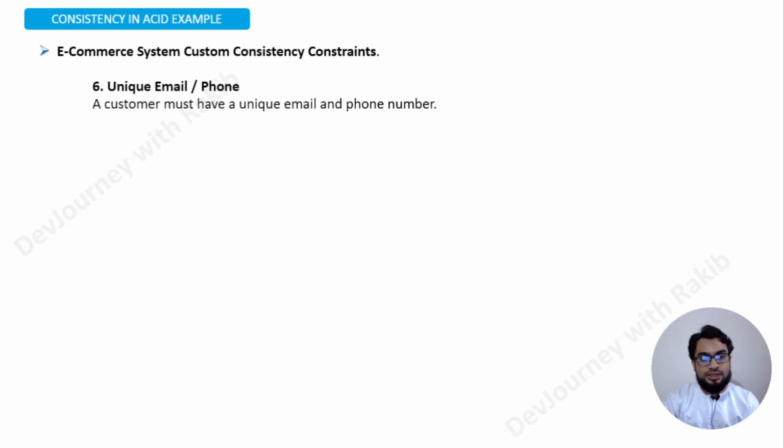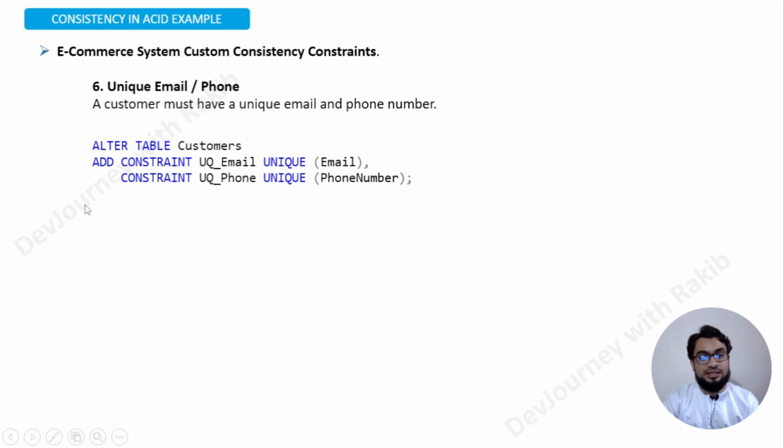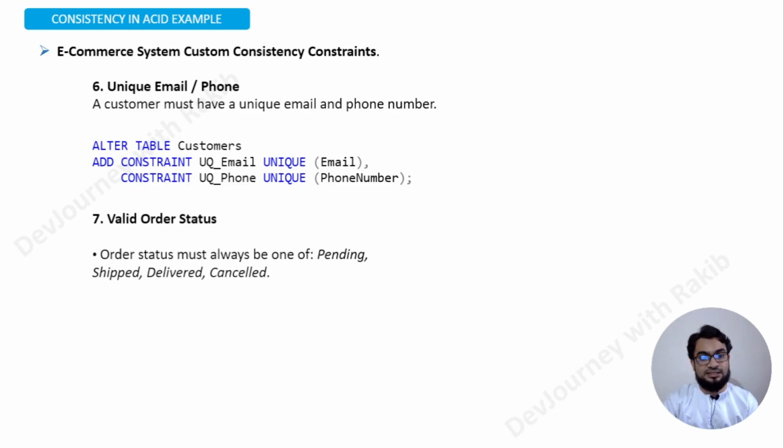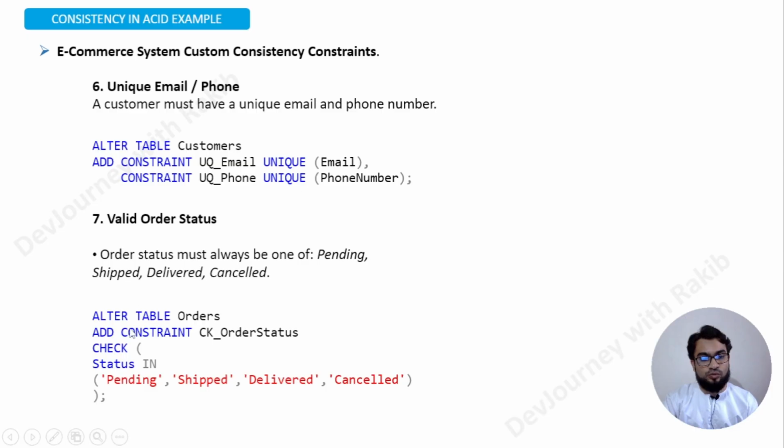Unique email and phone. A customer must have a unique email and phone number. So we can apply the two constraints. We can alter our customer table and add a constraint that email must be unique and phone number must be unique. Valid order status. Order status must always be either pending, shipped, delivered or cancelled. So for that we can apply the order constraint, alter our existing order table, and check status is in pending, shipped, delivered or cancelled.